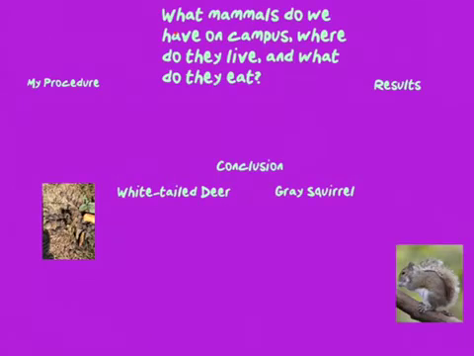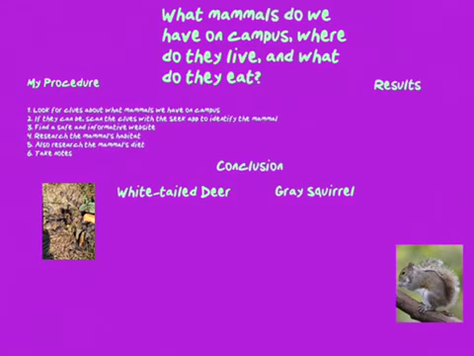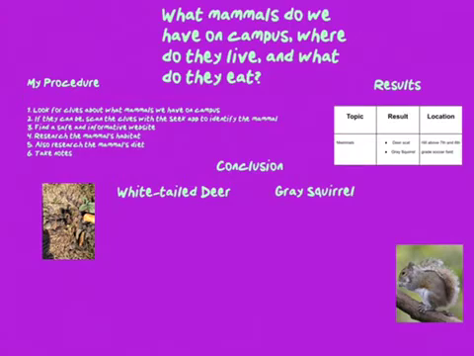What mammals do we have on campus? Where do they live and what do they eat? My procedure: look for clues about what mammals we have on campus. If they can be, scan the clues with the C-gap to identify the mammal. Find a safe and informative website. Research the mammal's habitat. Also research the mammal's diet. Take notes. Results. Conclusion. White-tailed deer.